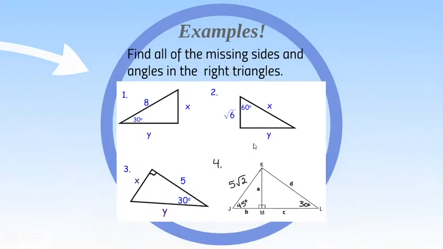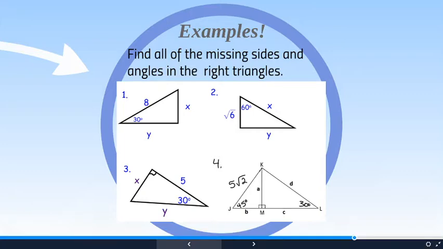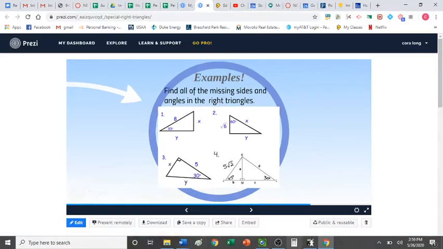All right, so in examples 1, 2, 3, and 4, we're going to find all the missing sides and all the missing angles in the following 30, 60, 90 triangles. It's going to be super fun. All right, well, let's get started on example 1.